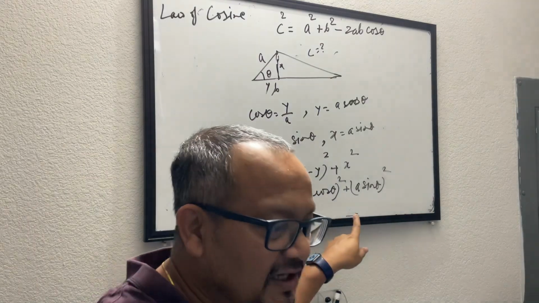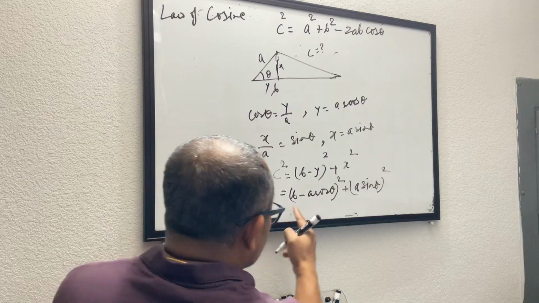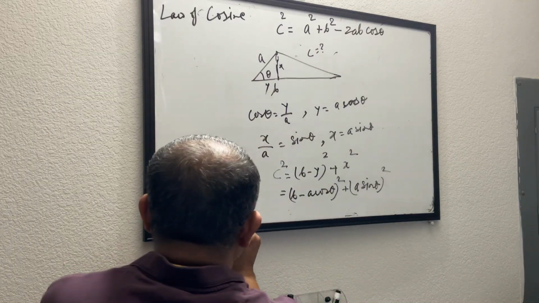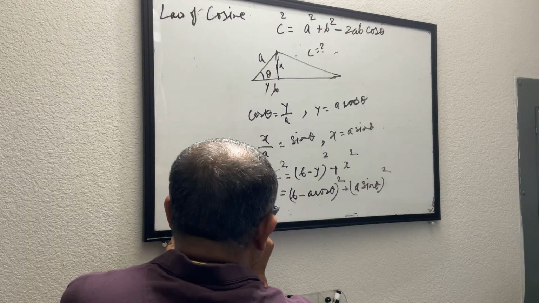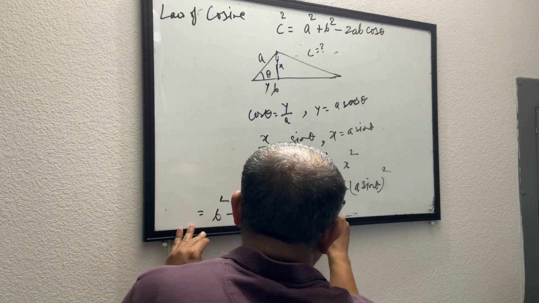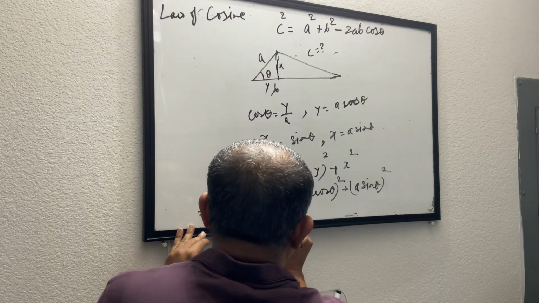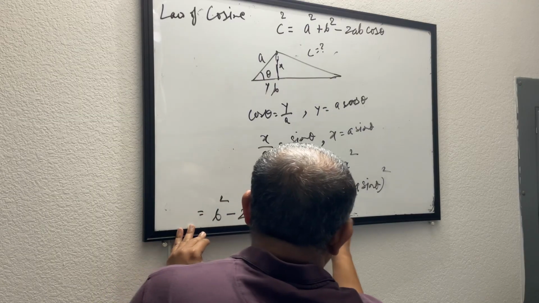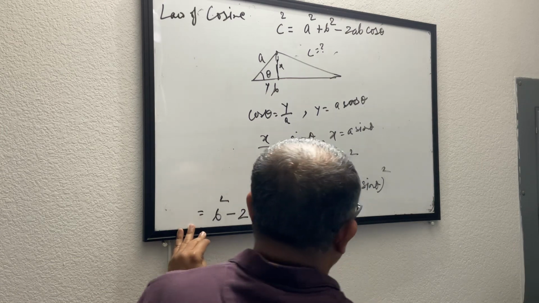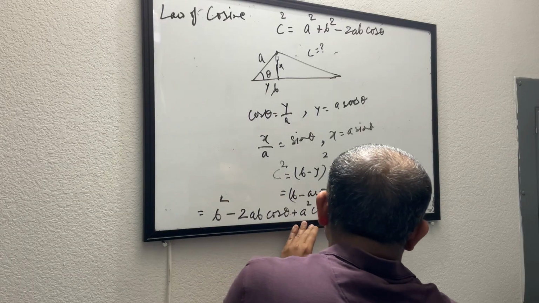So this is a much cleaner thing, right? That's why I was trying to break it down. So this is (b minus a cos theta) whole square. That becomes b square minus 2ab cos theta plus the square of this thing, so a square cos square theta. And this whole thing converts to a square sine square theta.